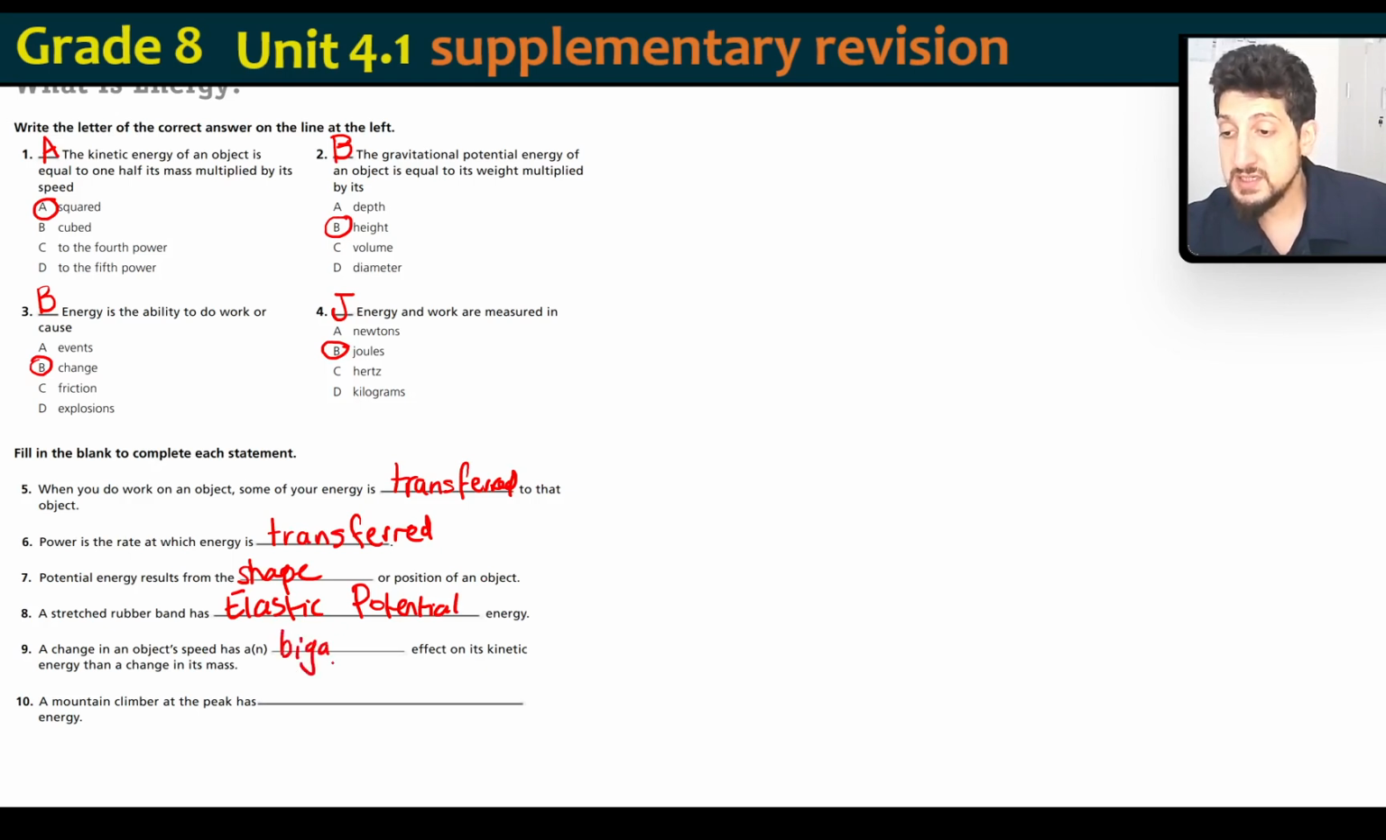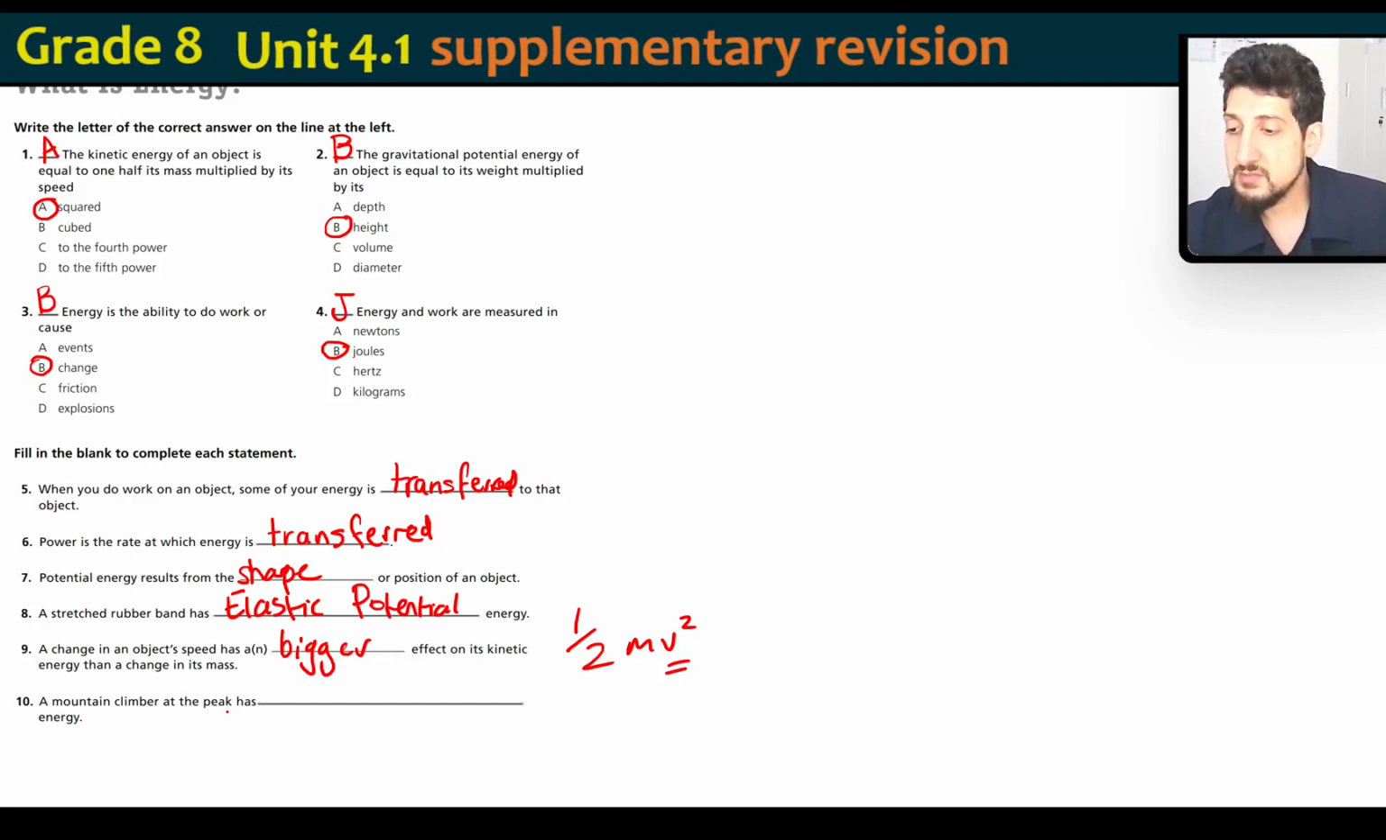A change in its speed has a bigger effect, and the reason for that is the formula. Half mv squared. You see, velocity gets squared. So if you double the velocity, you're actually quadrupling the amount of energy because of the squared. So it has a bigger effect. And once again, if you don't understand that, please go back and watch the original video. It explains all of that.